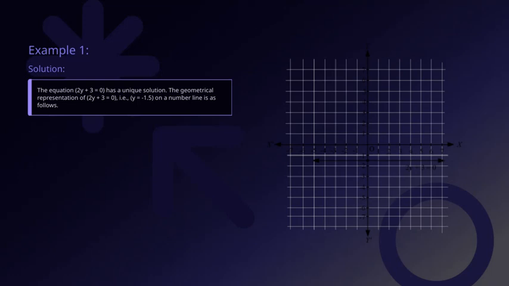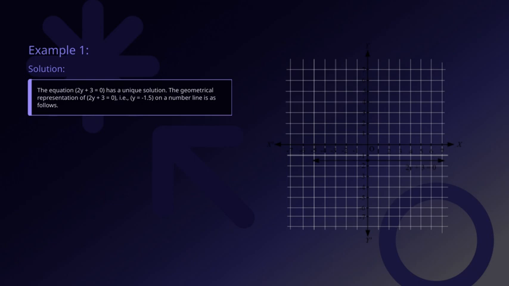Let's look at example 1. Here, the solution involves the equation 2y plus 3 equals 0. This equation has a unique solution, which means there's only one value of y that satisfies it. When we think about this geometrically, we're essentially plotting the equation y equals minus 1.5 on a number line. Visualizing it this way helps us see exactly where the solution lies. The key point here is that linear equations like this one typically have a single solution, and representing that solution on a number line makes it easier to understand and confirm. This example ties into our overall theme of understanding solutions, both algebraically and visually, emphasizing the importance of geometric interpretation in solving equations.